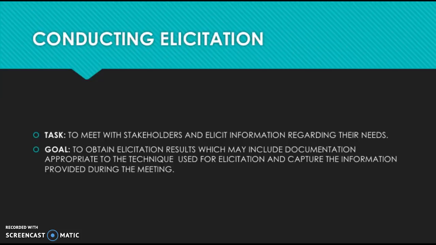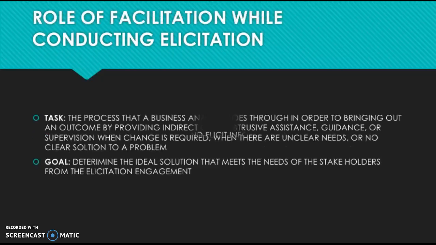Conducting elicitation: the task is to meet with the stakeholders and elicit information regarding their needs. The goal is to obtain elicitation results, which may include documentation appropriate to the technique used for elicitation and capture the information provided during the meeting.